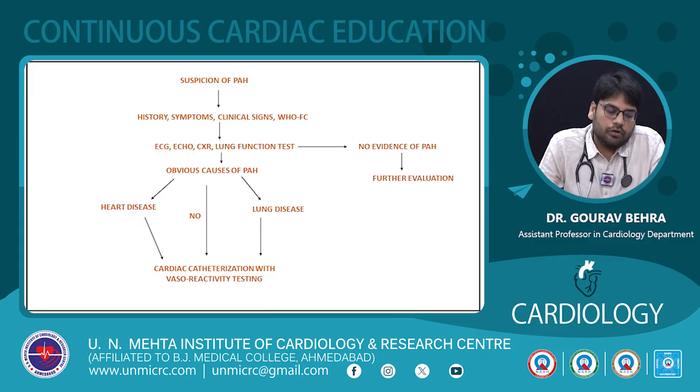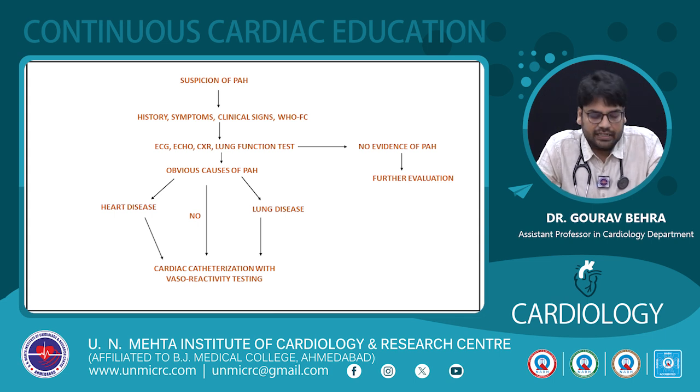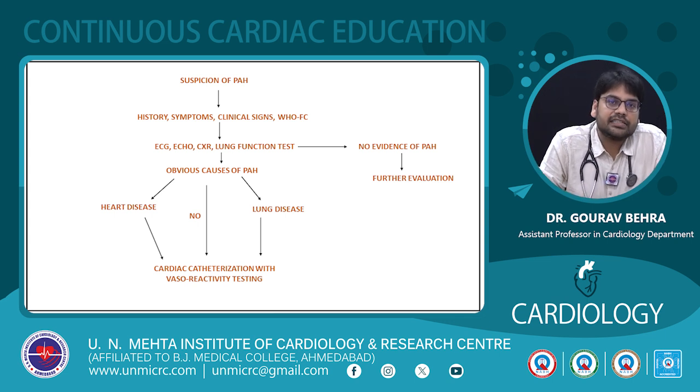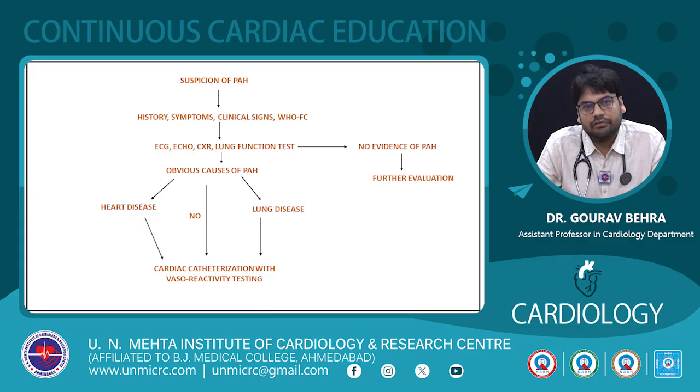Then you look for a cause for PH, either heart disease or lung disease. To label a patient with PH, you can do cardiac catheterization with vasoreactivity testing. The vasoreactivity testing is something we'll discuss later on. You can differentiate by catheterization whether the patient has heart disease or lung disease. So this is the chart you will look for in a patient who has pulmonary arterial hypertension.